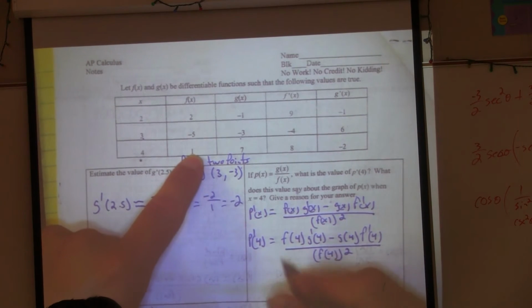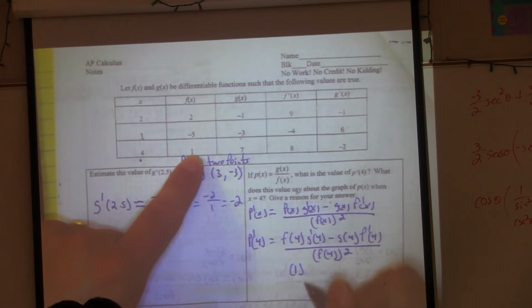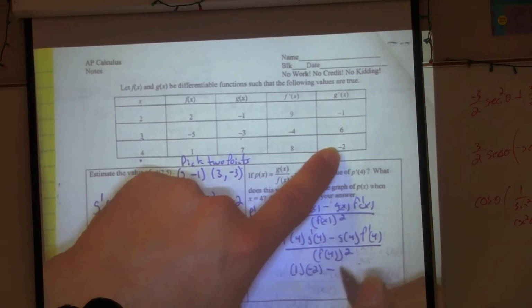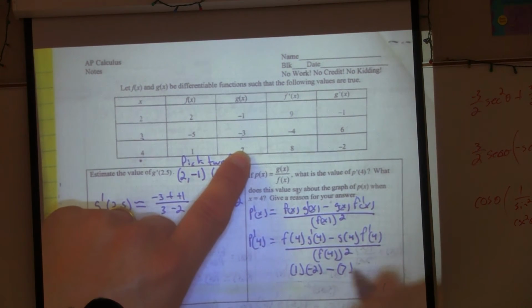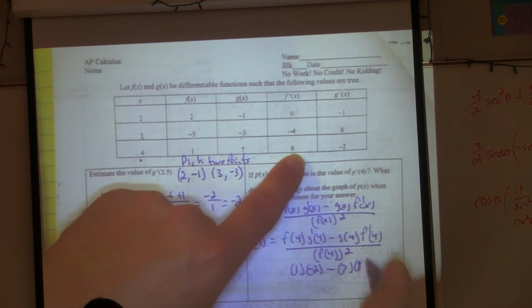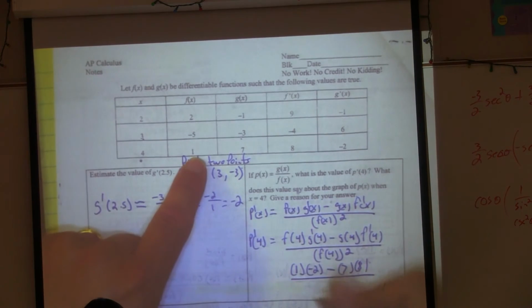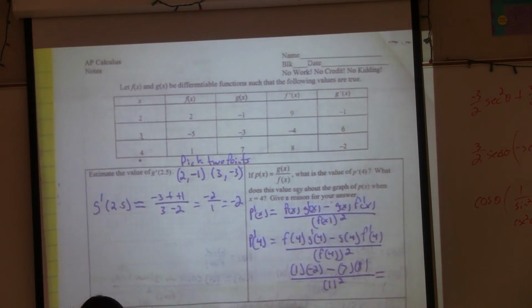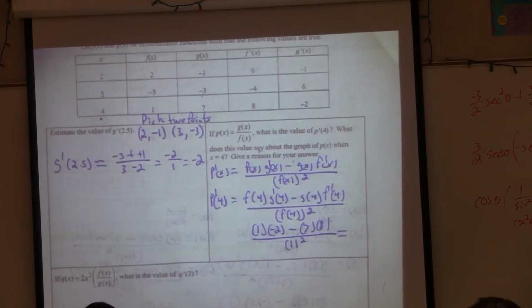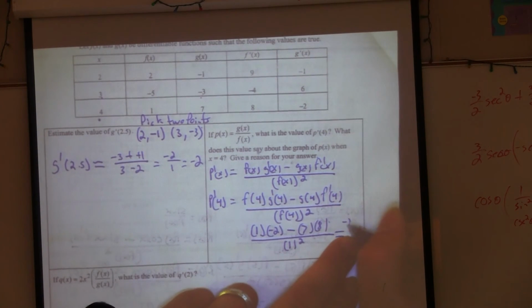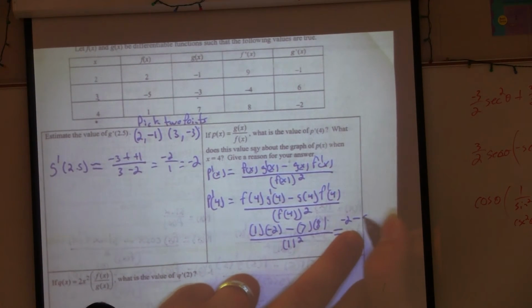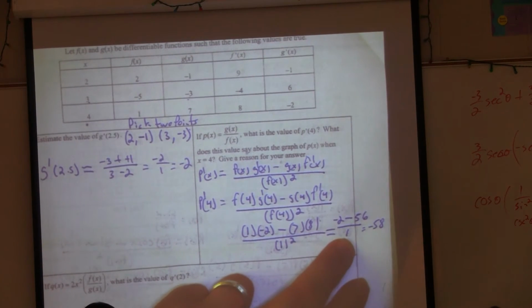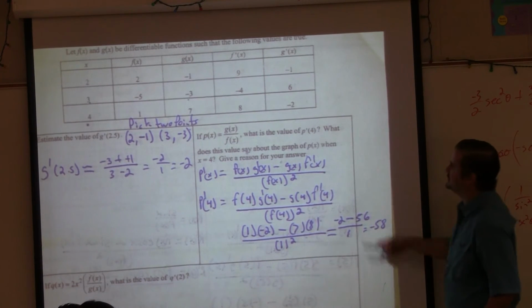F of 4, what is it? 1. G prime at 4, -2. Be very careful, okay? Minus g of 4, 7. F prime at 4, 8. All over f of 4 squared. So what are we going to end up with here? 1 times -2? -2 minus 56 over 1, so that gives me negative 58. Alright, so we did the first part.